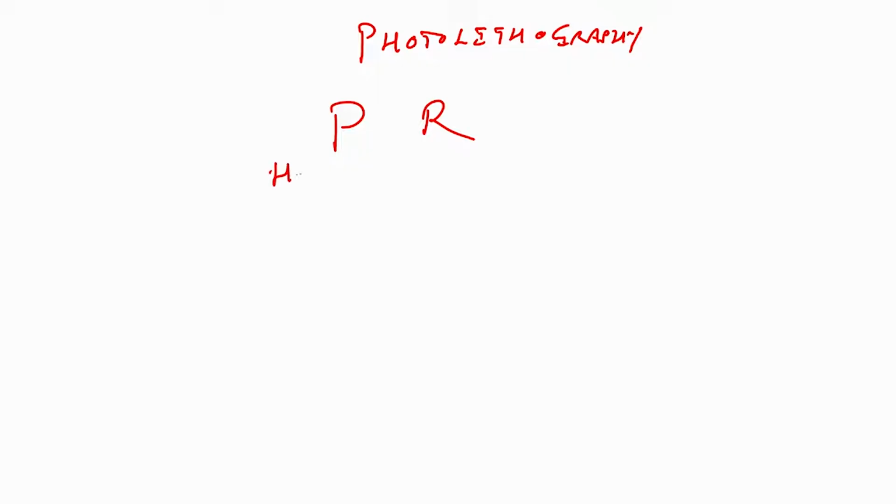Now, photoresist is in short called PR. Photoresists are of two kinds or two types: positive photoresist and negative photoresist.